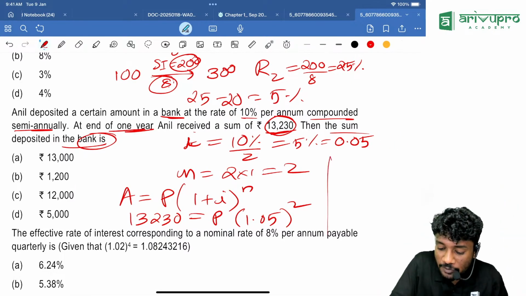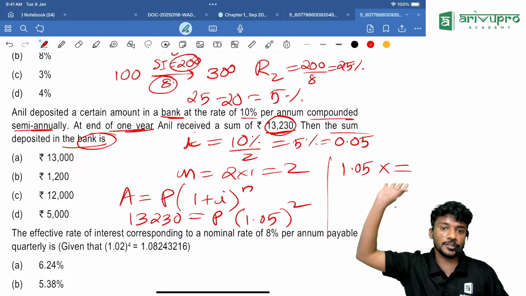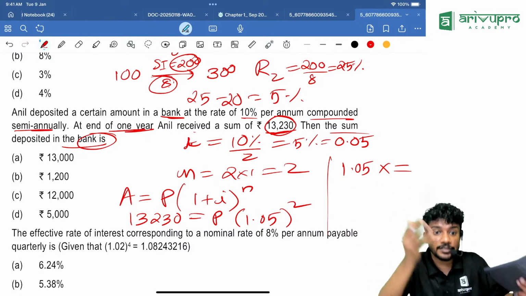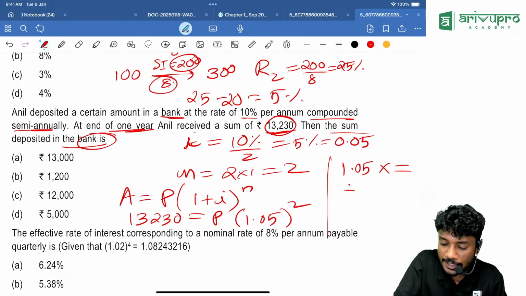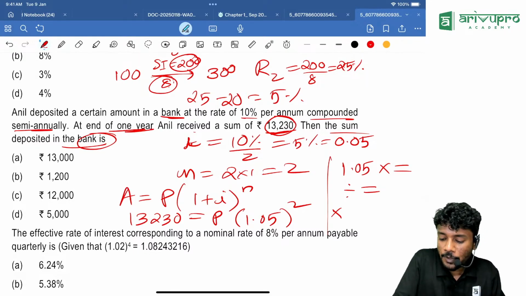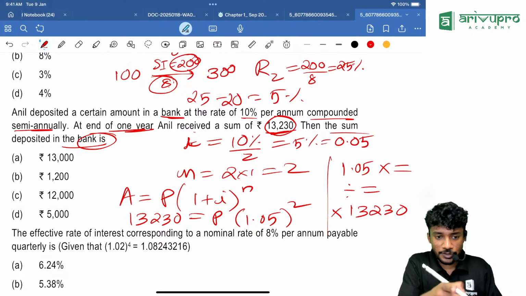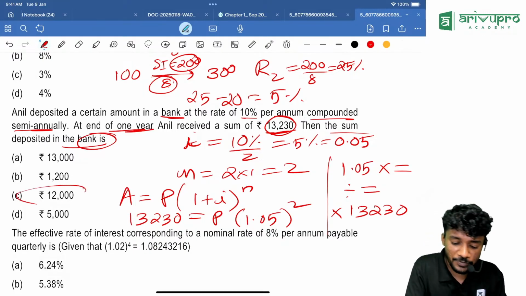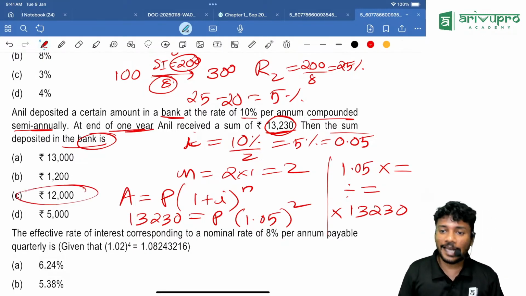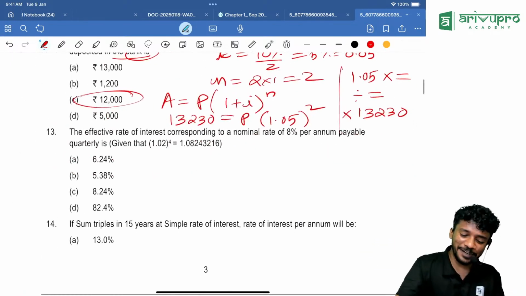First, find 1.05 whole square. How will you take it? 1.05 into equal to. That means we found the square of that thing. We need to bring it to the other side as reciprocal. How will you do it? Divide equal to. Then multiply it with the 13,230. Our answer will be how much? How much you got? 12,000. You should do it again. 12,000. Correct? Yes. 11,999.9999999. Correct? Yes. Next one.